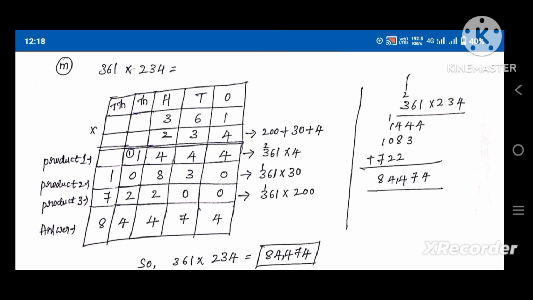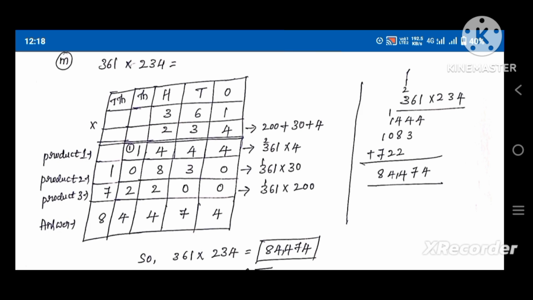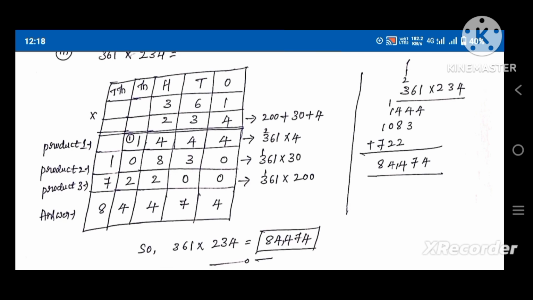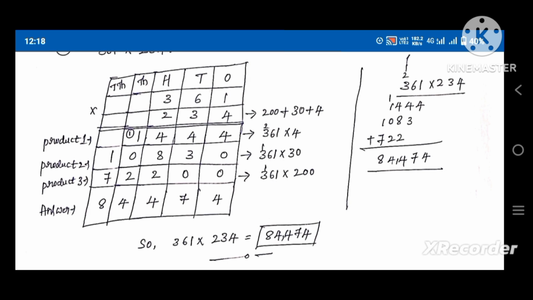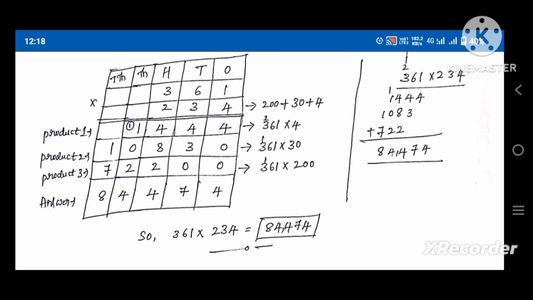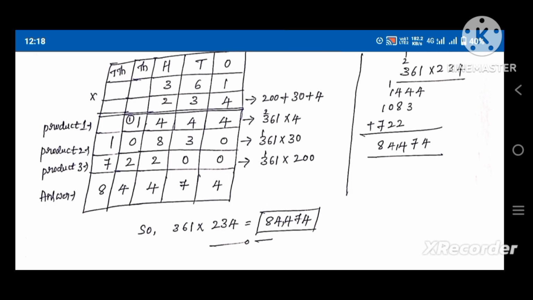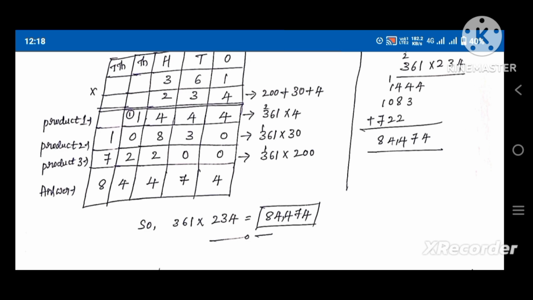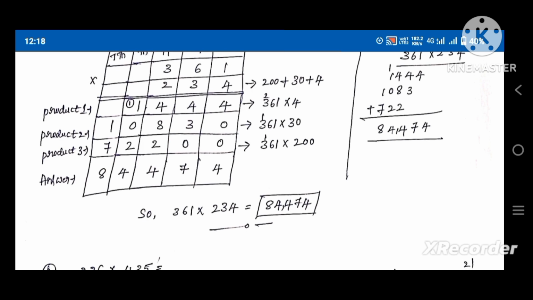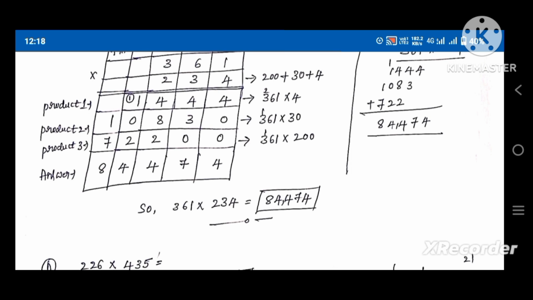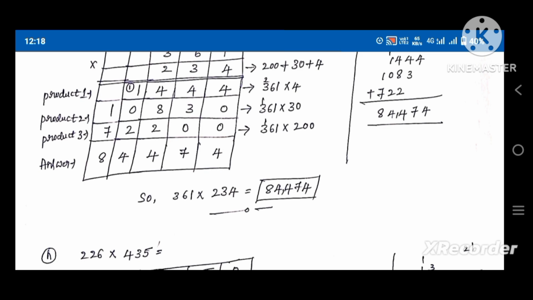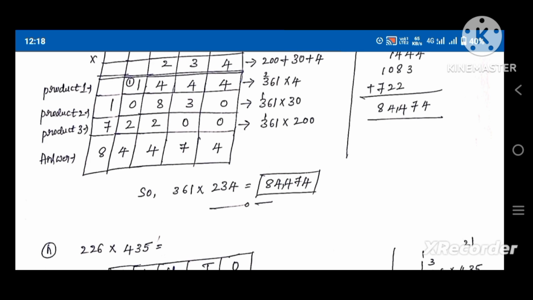Number M is 361 into 234. 361 is multiplied by 234. 234 means 200 plus 30 plus 4. Product 1 is 361 into 4 is 1444. Product 2 is 361 into 30 is 10,830. Product 3 is 361 into 200 is 72,200. Add the three products and get the answer 84,474.